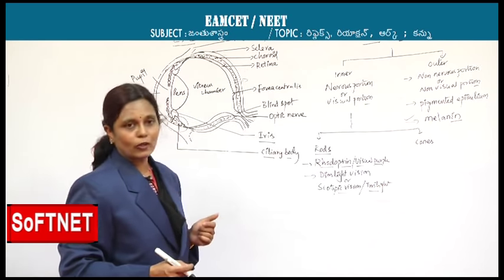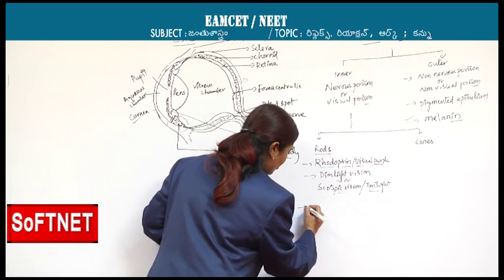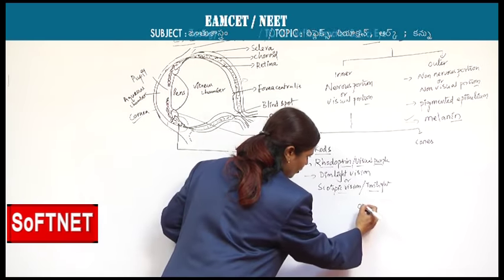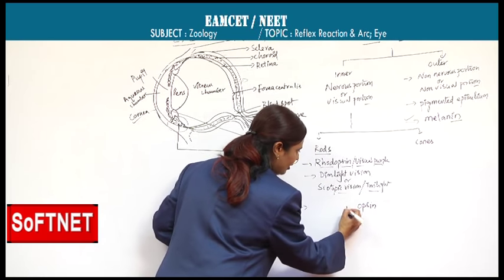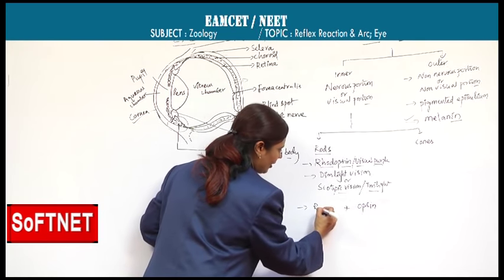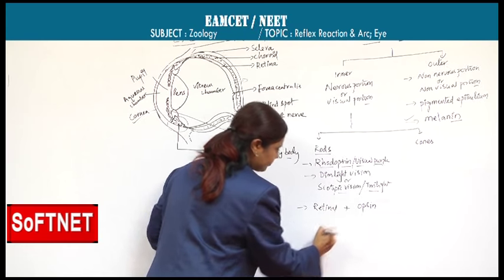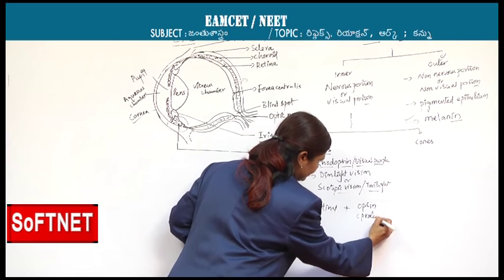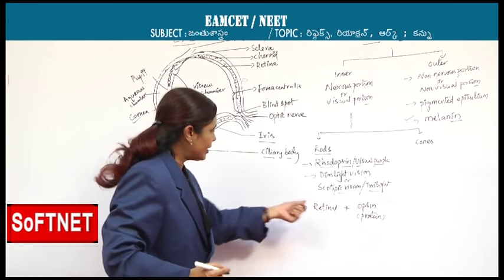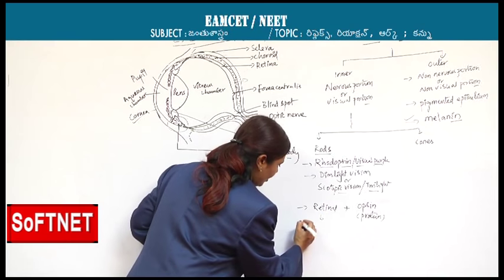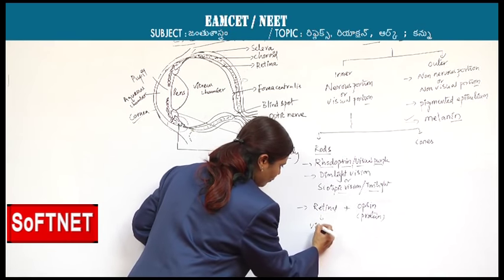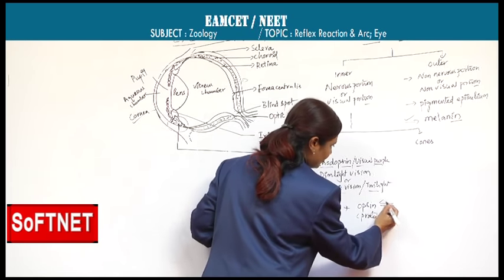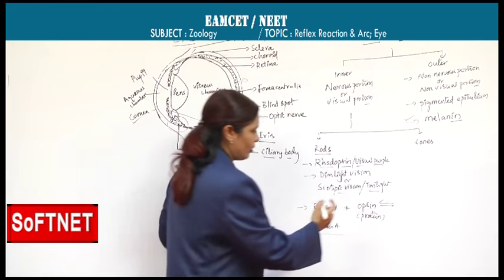About this pigment rhodopsin, it is actually made of a protein opsin in combination with retinal. Opsin is the protein part and retinal is nothing but a derivative of vitamin A. Now this is a reversible product.